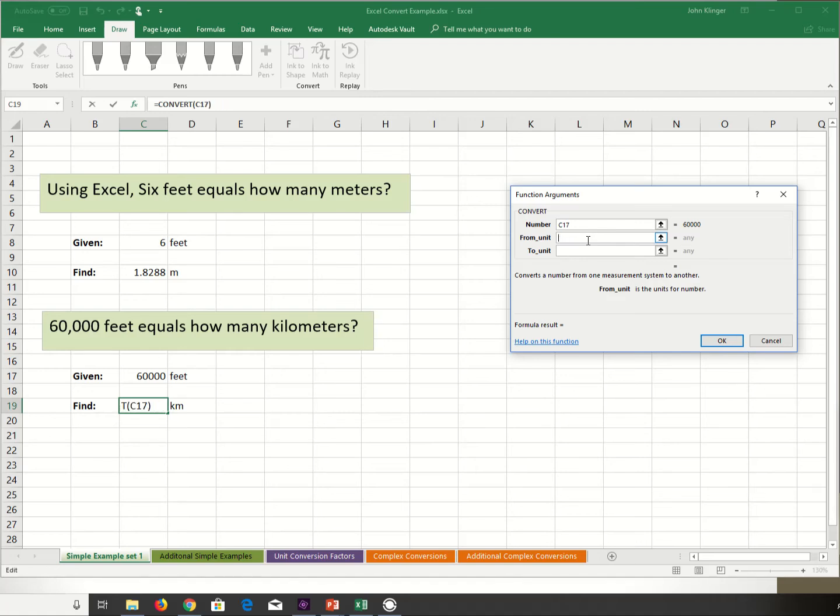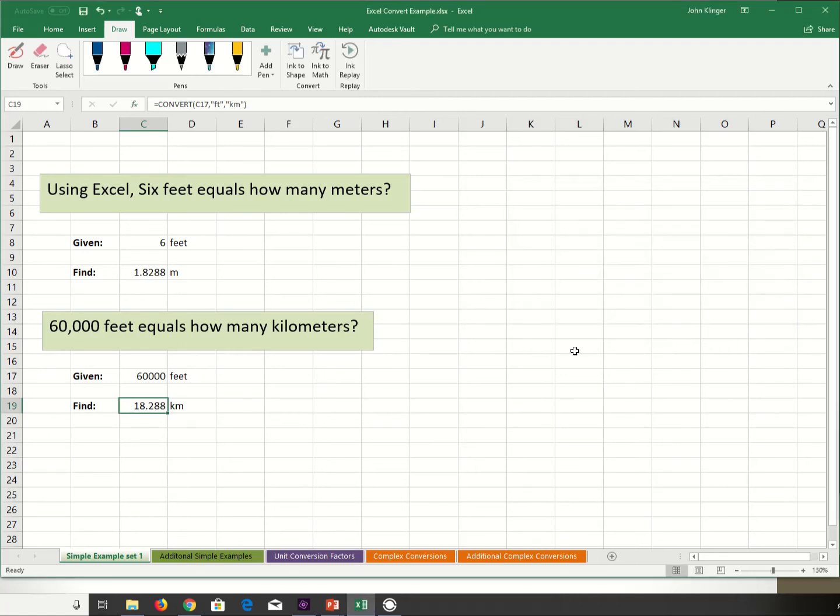I think I can even type just feet. Will it take it? It put it in for me as feet. And now I want kilometers. I think this will work. Let's try it. Yep, it actually adjusted and put the quotes in for me. So there's a real simple conversion.